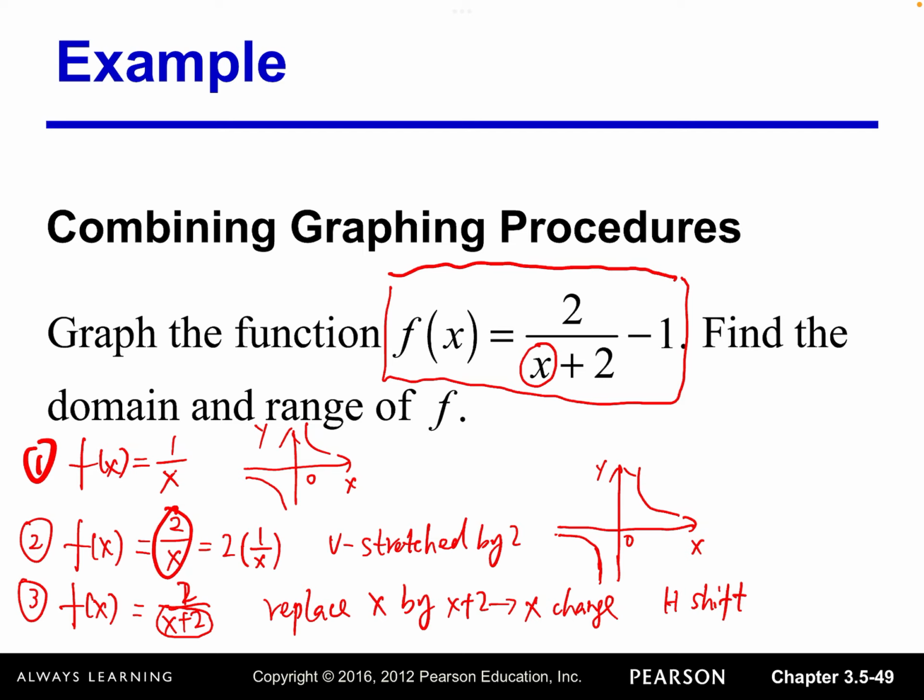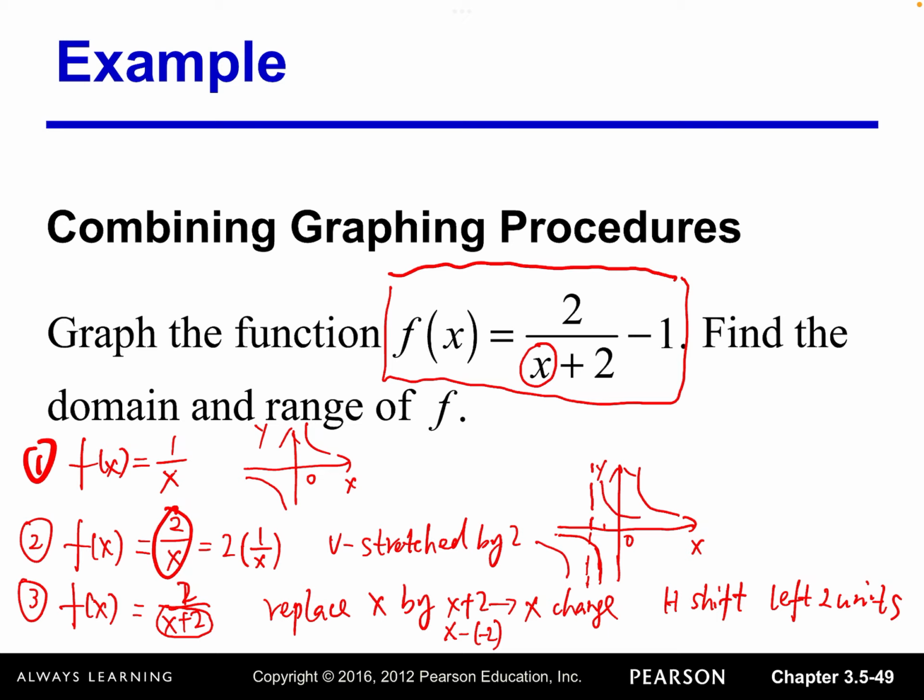Shift where? Left or right? We need to rewrite x plus 2 as x minus negative 2, right? So horizontally shifting to the left-hand side, 2 units. So now the graph is horizontally shifted to the left-hand side, 2 units. So the y-axis should move here. Okay, the graph is like that.